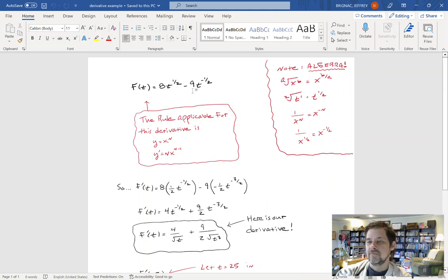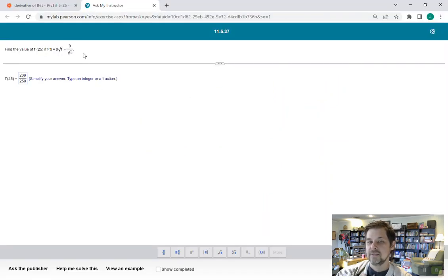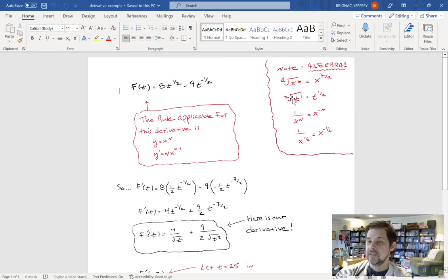So let's see. First of all, we'll talk about some algebra that's involved in getting that function to the point where we can apply the rules of calculus. Note what I have here is not the same thing as this. This is 8 root t minus 9 over square root of t. But roots are convertible to fractional exponents. So if the a root of x to the b power is x to the b over a power, then the square root of t to the first power is t to the 1/2 power.